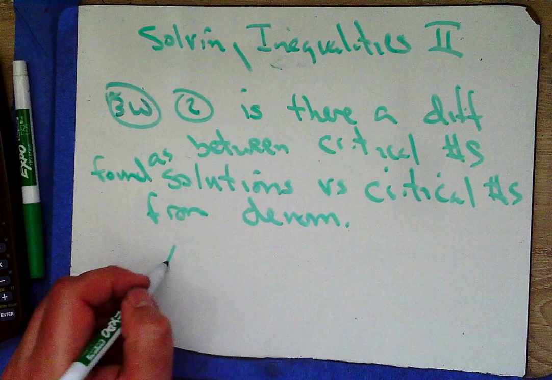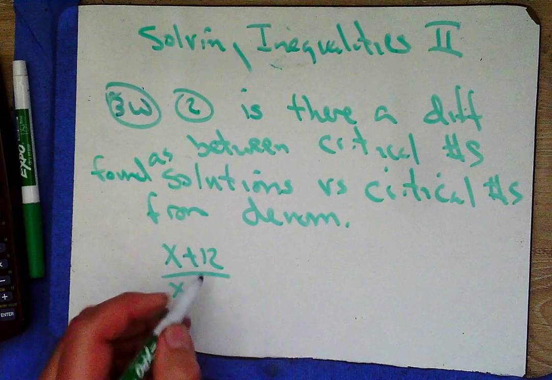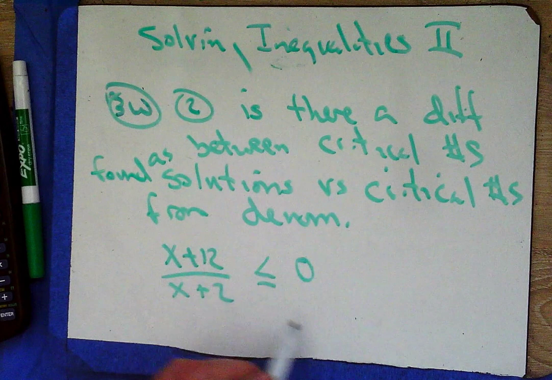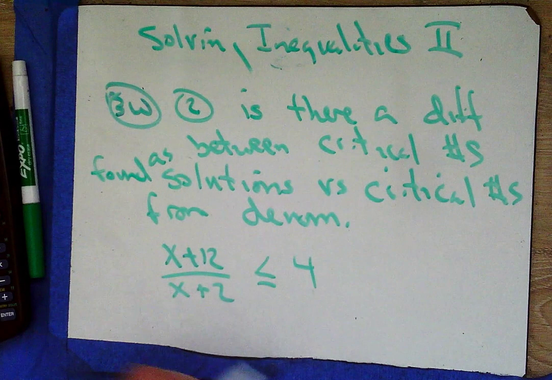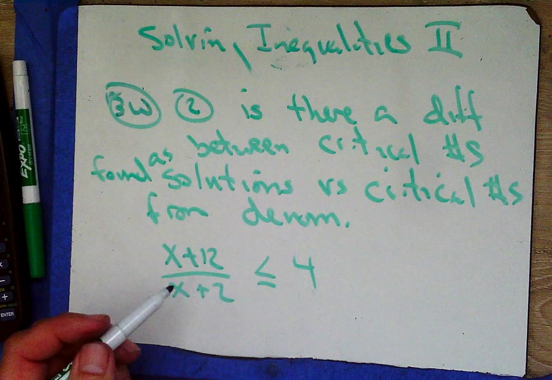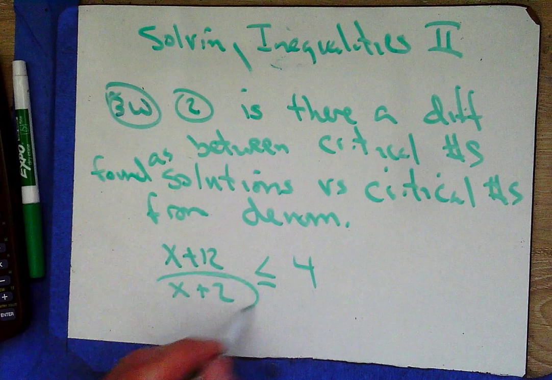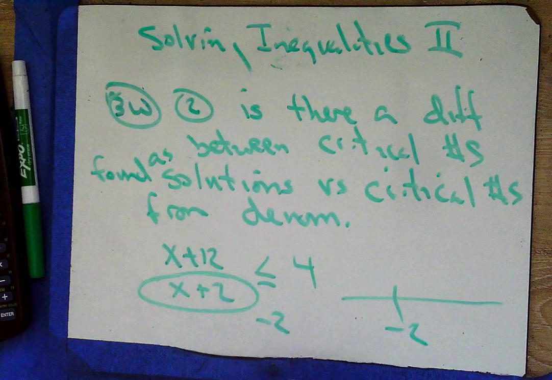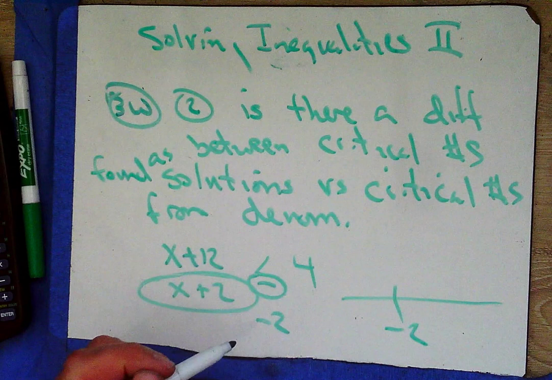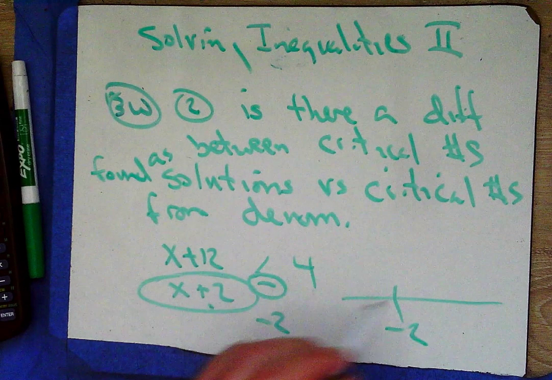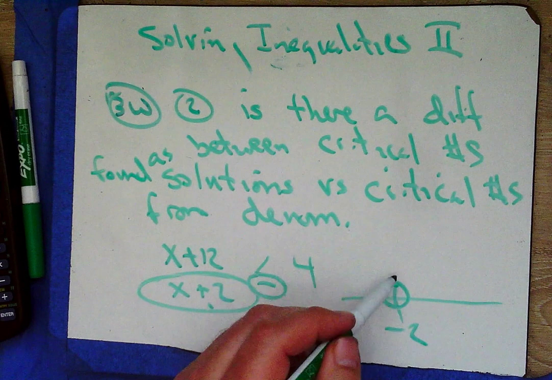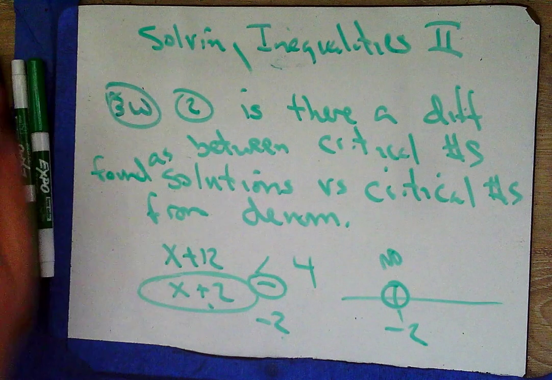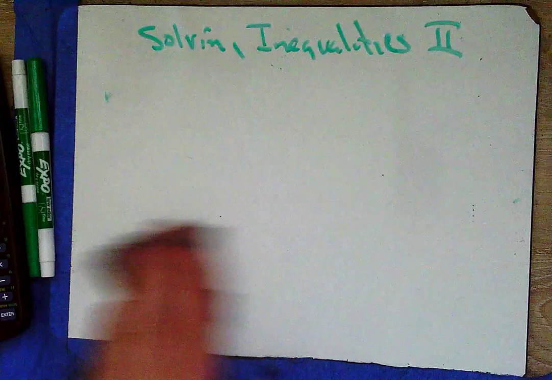So, for example, if we have x plus 12 over x plus 2 is less than or equal to 4, I know that I'm going to get this critical number of negative 2. And even though I'm going to put a negative 2 here, and even though I see that it is equal to, because this critical number comes from the denominator, it's never going to work. It's always going to be a no. So critical numbers from denominators have to be treated a little more carefully.